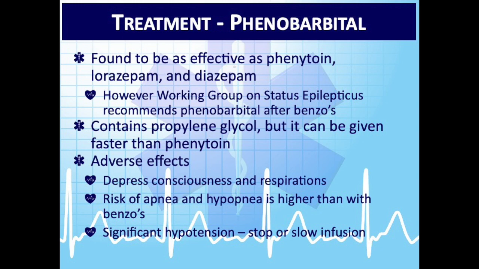It's not very soluble in liquid, so we have to add something called propylene glycol to it, which makes it soluble. Propylene glycol can be really hard on the veins, so most of the time we have to dilute it out to be less irritating to the veins. The reason phenobarbital isn't used a lot is it can cause a lot of respiratory depression, a lot of sedation, and a lot of hypotension in these patients too.